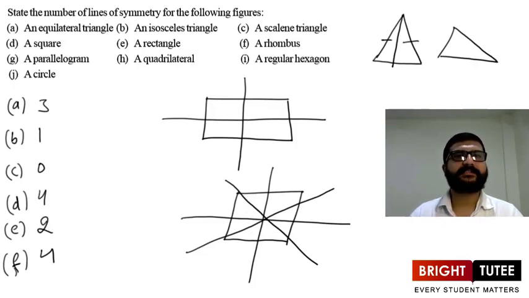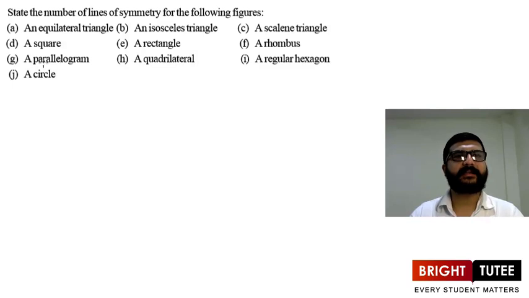Now let's see the G part of the question. A parallelogram is given here. Now for this one, how many lines of symmetry can we have? This is just a general parallelogram like this.